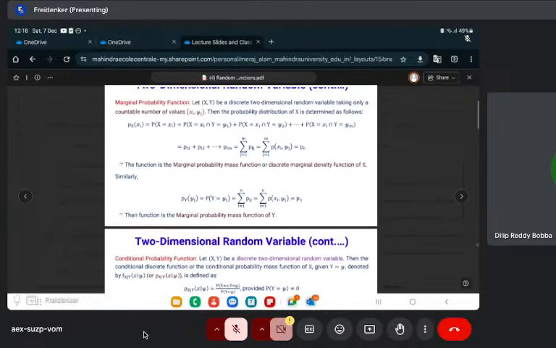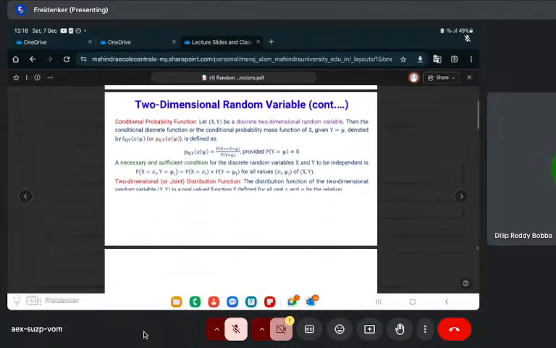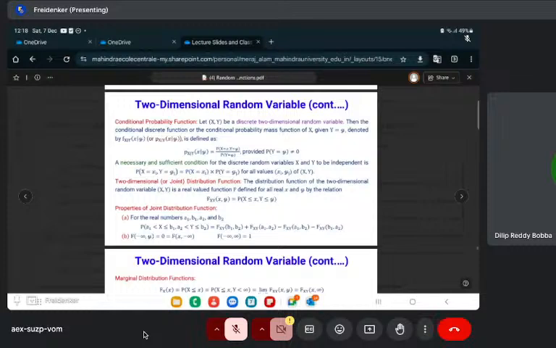I saw some interesting things like conditional. Didn't we come across this? This is conditional for joint, right? What is the probability of x given y? It's nothing but the probability of x and y divided by the probability of y.